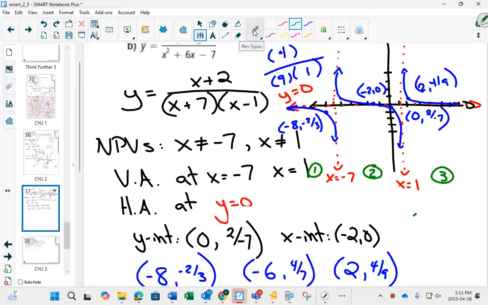Okay, so questions to circle. Circle questions 6 and 7.